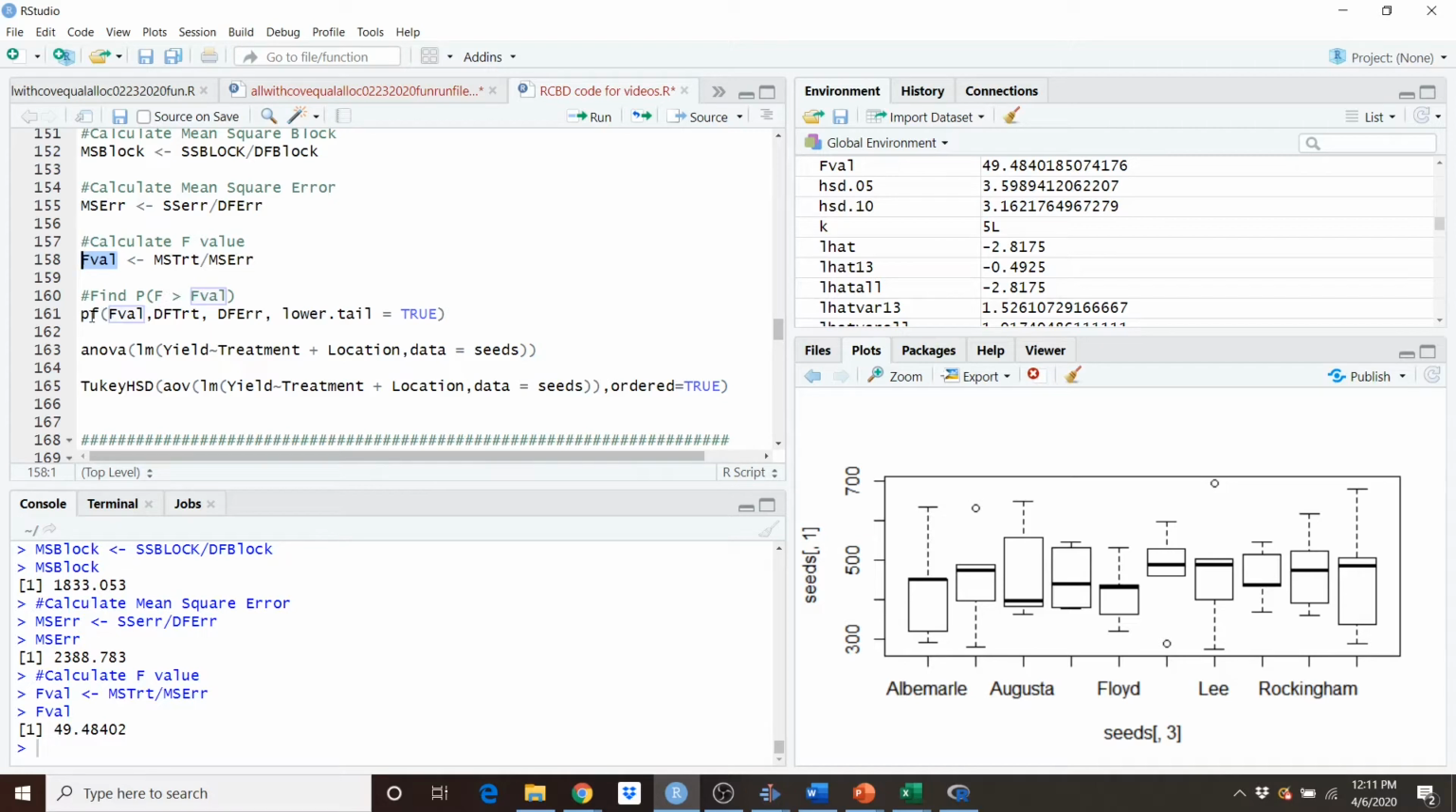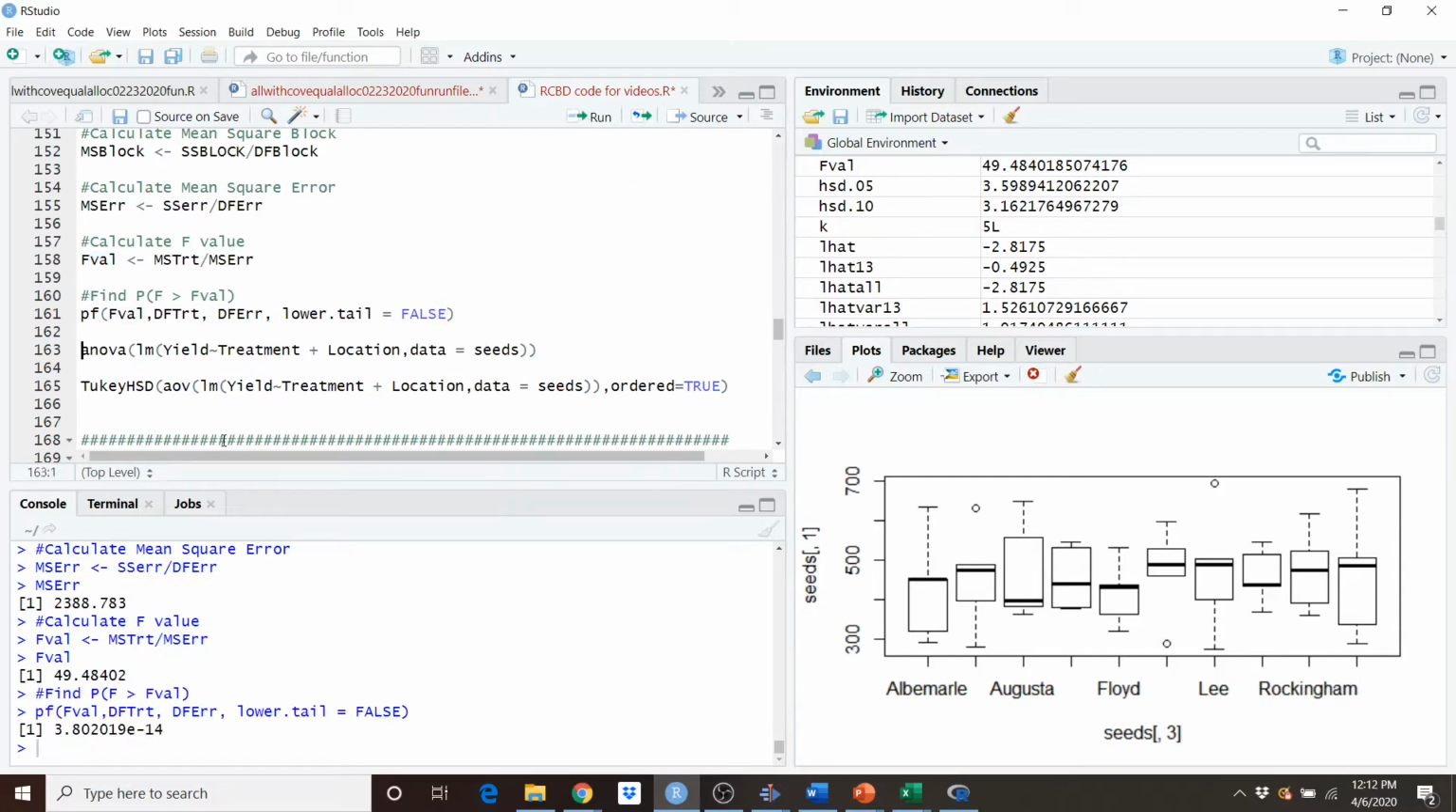Now, let's find the probability that our F is greater than the F value. So notice I've got the probability of the F. My first value is my F value. My second value, degrees of freedom for treatment. My third value, degrees of freedom for error. Lower dot tail should be false. Let's see what we get. 3.802019 e to the negative 14. It's quite a small p-value.